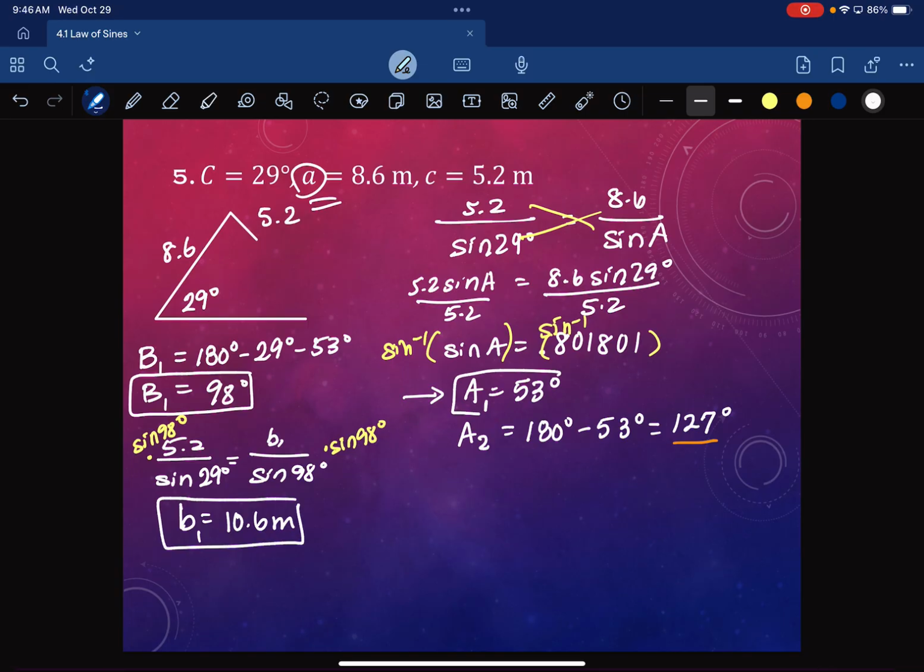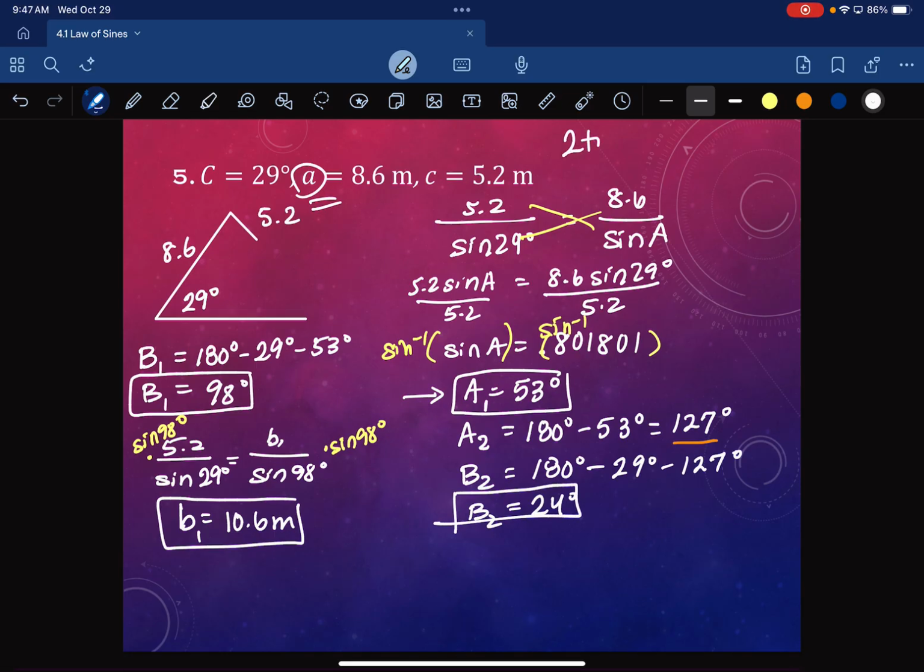Okay, so this is one triangle. It's subscripted 1, angle A1, angle B1, and side B1. Let's look at angle B2. So we have angle A2 is 127. So angle B2 would be 180 minus the 29 I was given and the 127 I found. So angle B2 ends up being quite small. It's 24 degrees.